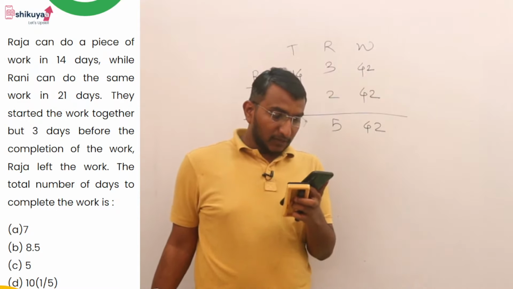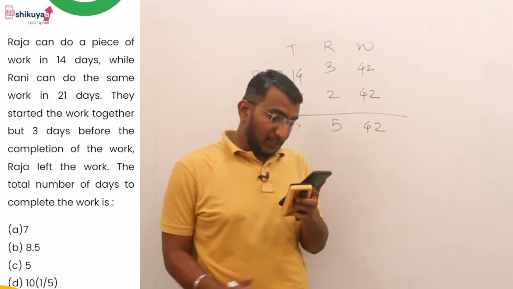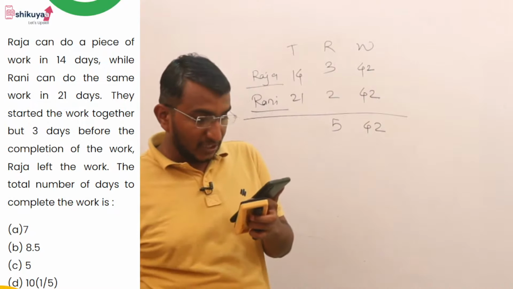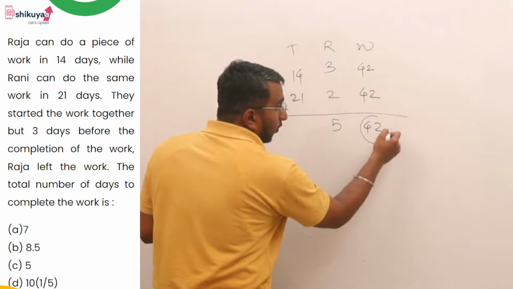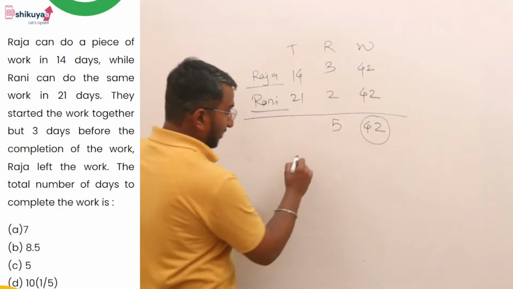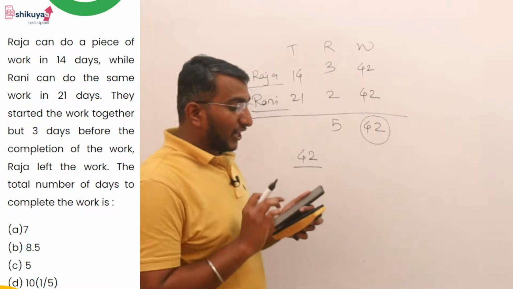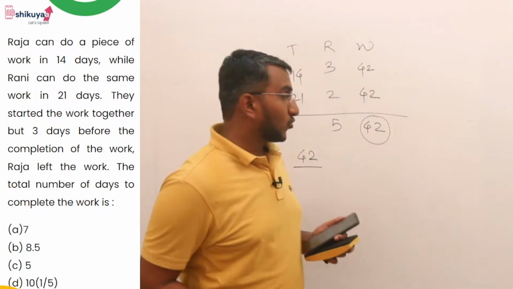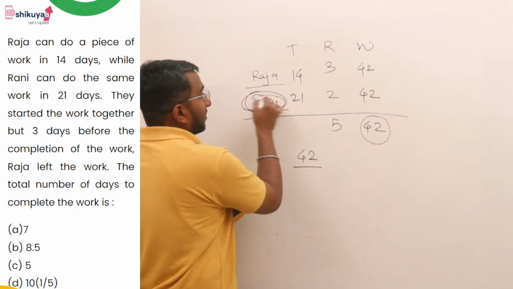They started the work together, but 3 days before the completion of the work, Raja left the work. The total number of days to complete the work is? Now you have to just understand the total work is 42 units. Now in the last 3 days, Raja has left the work. So in the last 3 days, Rani alone has completed this particular work.